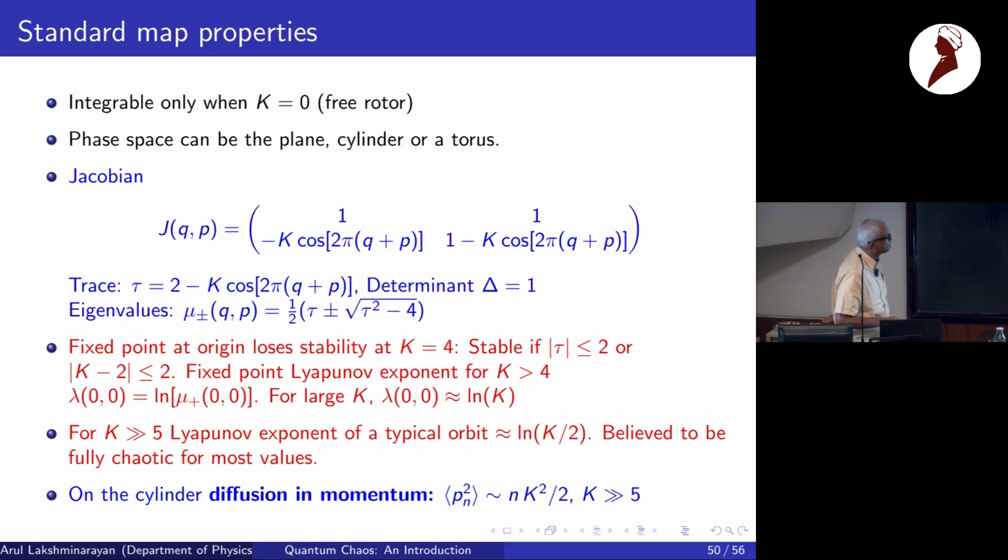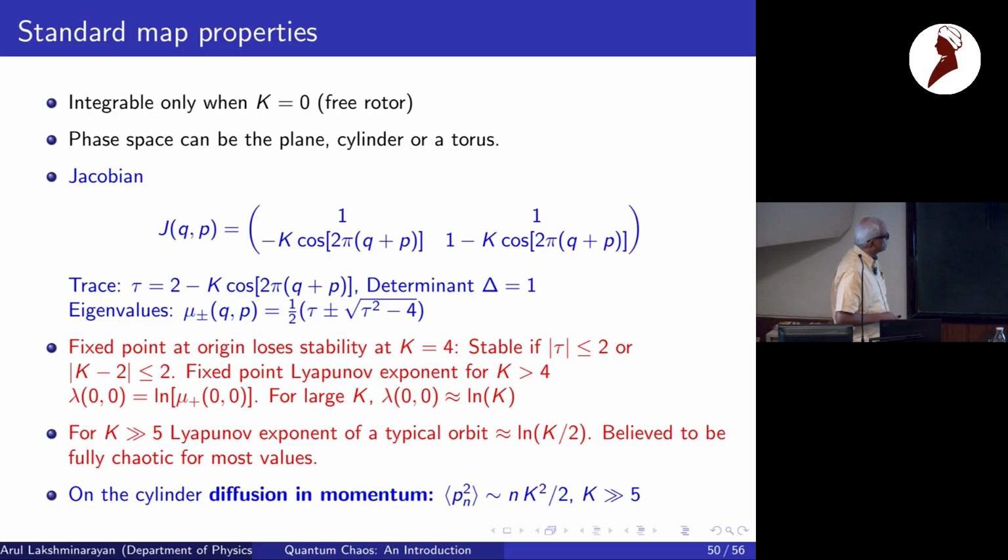For k greater than 4, it loses stability. And you can see that for the other fixed point, that is 1/2, 0, you will get 2 plus k as the trace. And therefore, for any k greater than 0, it is unstable. So there are these two fixed points. One of them is stable till k equal to 4. The other is unstable for any value of k greater than 0.